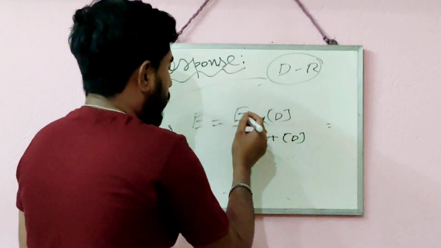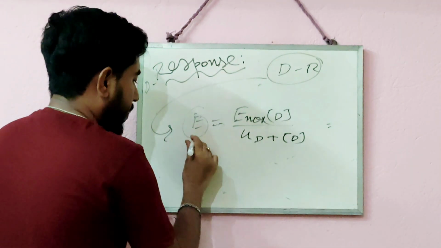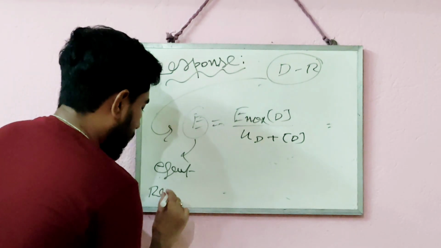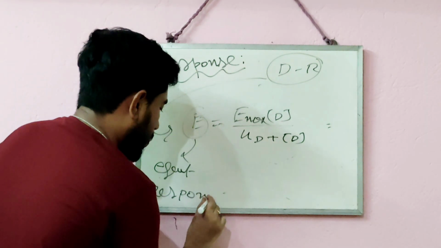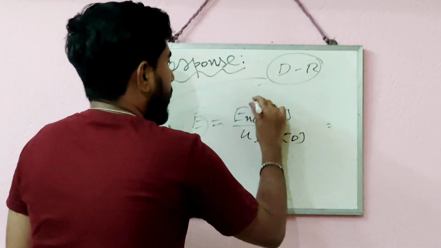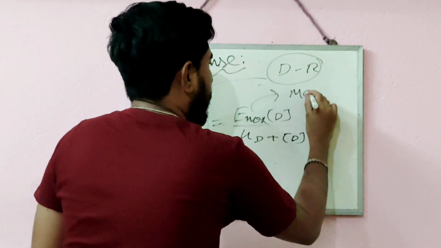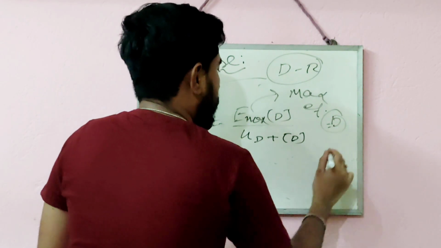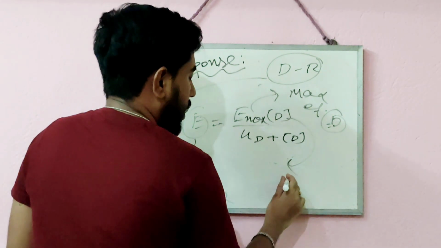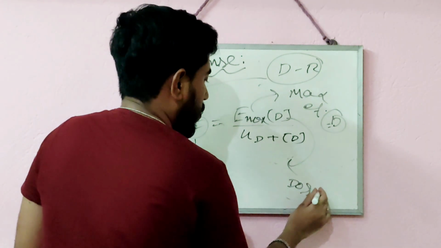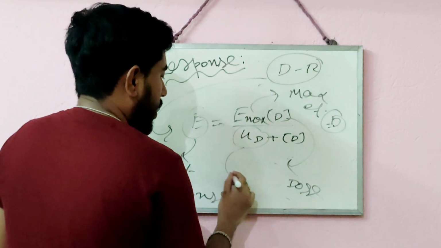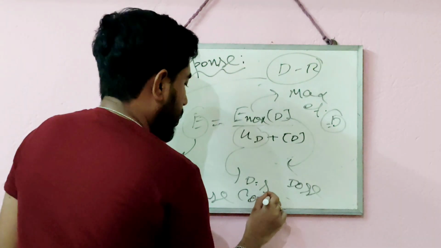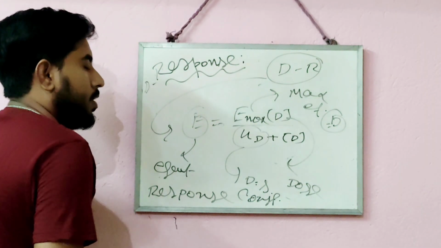So in that equation, what is what? E is effect, or we can say the response shown by a drug. What is Emax? Emax is the maximum effect that can be shown by a drug dose. And what is D? D is called dose. And what is KD? KD is called the dissociation constant, which we will discuss in the upcoming classes.